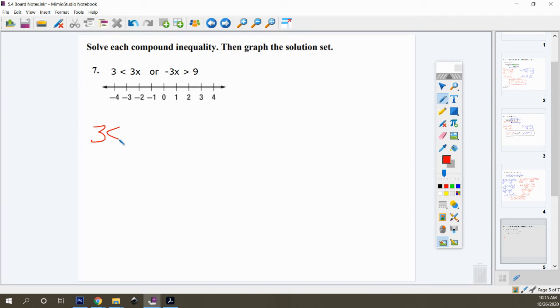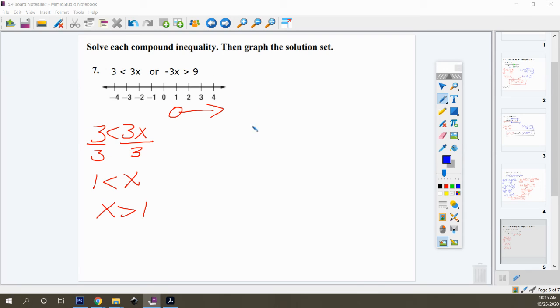So I have 3 less than 3x, and that would be this first one. All I have to do is divide by 3. 3 divided by 3 is 1. And I actually want to flip this over. So x is greater than 1. So I would go down here to 1, empty circle, draw an arrow.